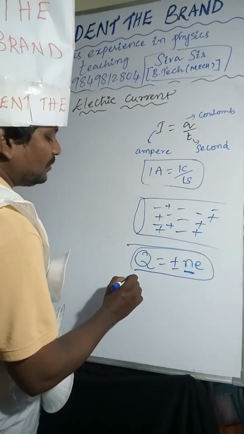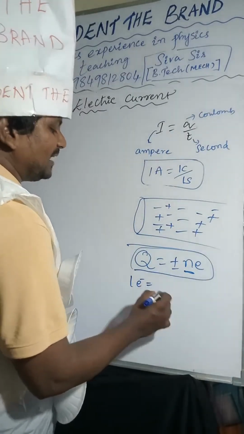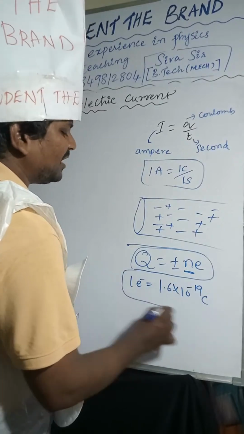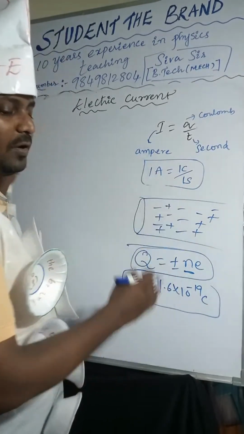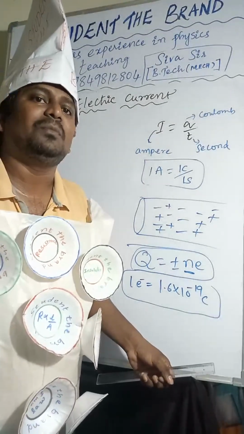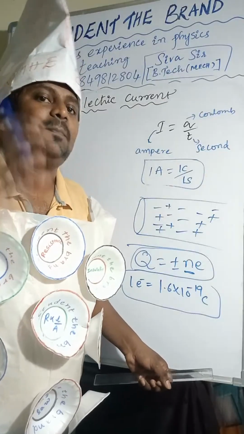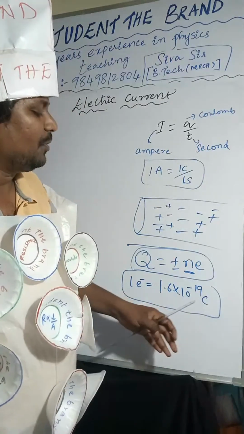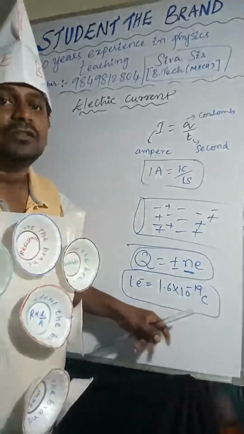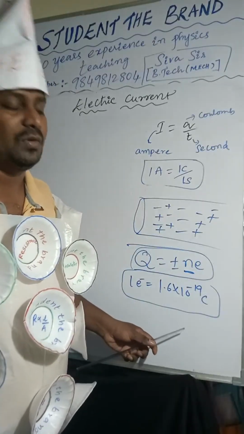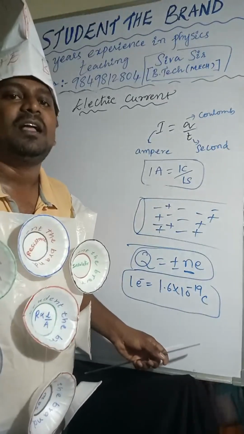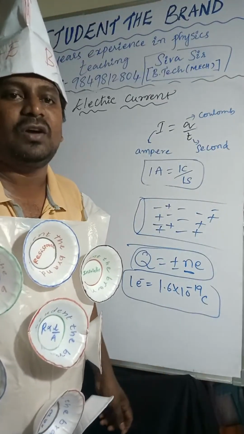One thing you have to remember: how much charge is present on one electron? 1.6 × 10^-19 coulomb. This is a very important point. You have to remember it, because in the board exam they will ask it for 1 mark. In problems they won't give this value, so you have to remember it at any cost.